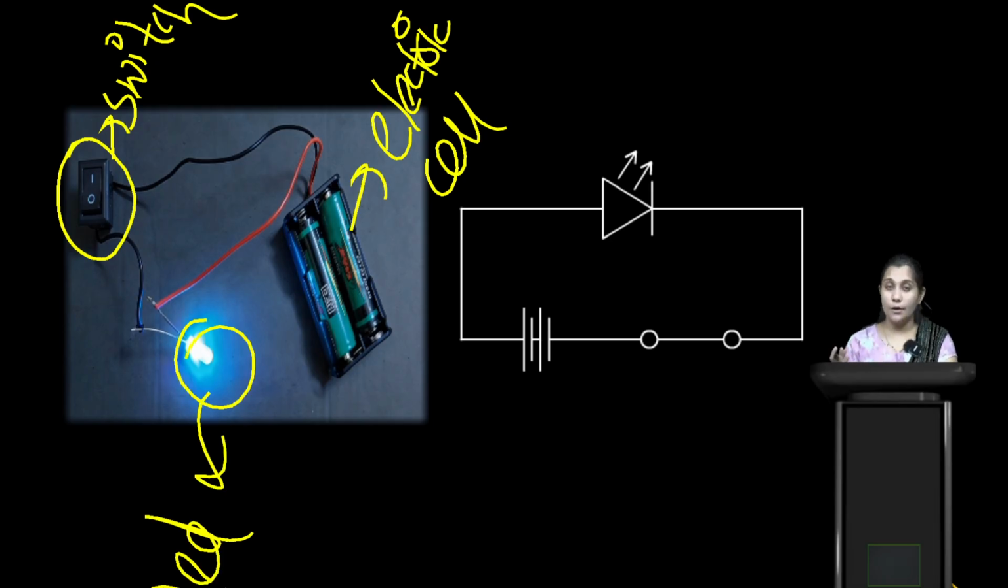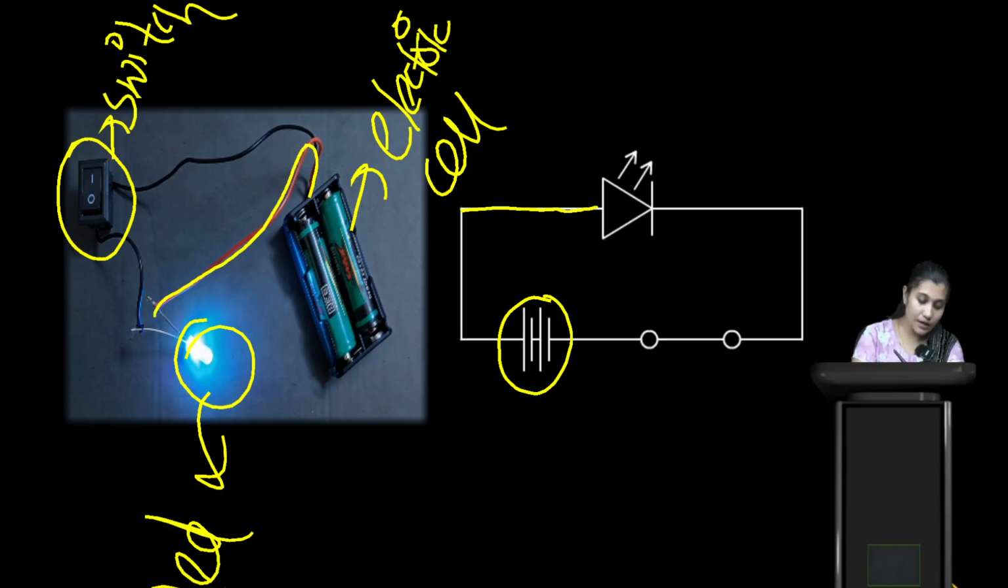And these are the what? These are the wires. This red, black, these are the wires. So we can see from the electric cell, a red wire is connected to an LED. So this one is the what? This one is the electric cell. So a wire from the electric cell is connected to the LED. And then we can see that the other wire of the electric cell is connected to the switch. See, this red wire is connected to the LED and this black wire is connected to the switch. See, one part is connected to the LED, the other part is connected to the switch, isn't it?